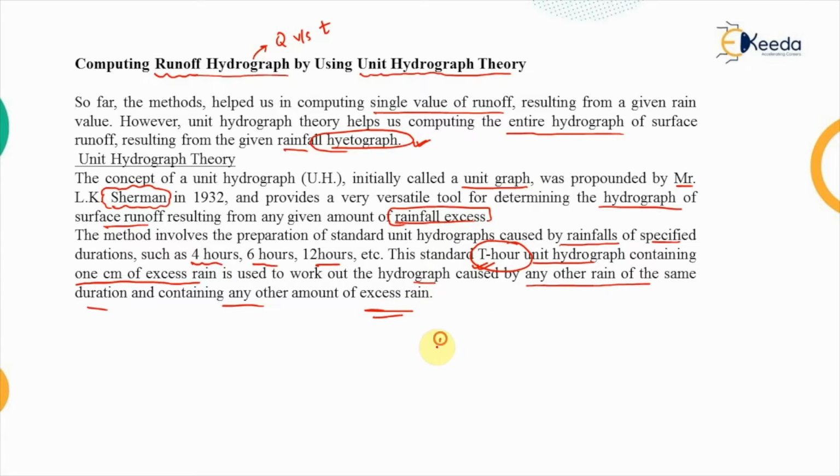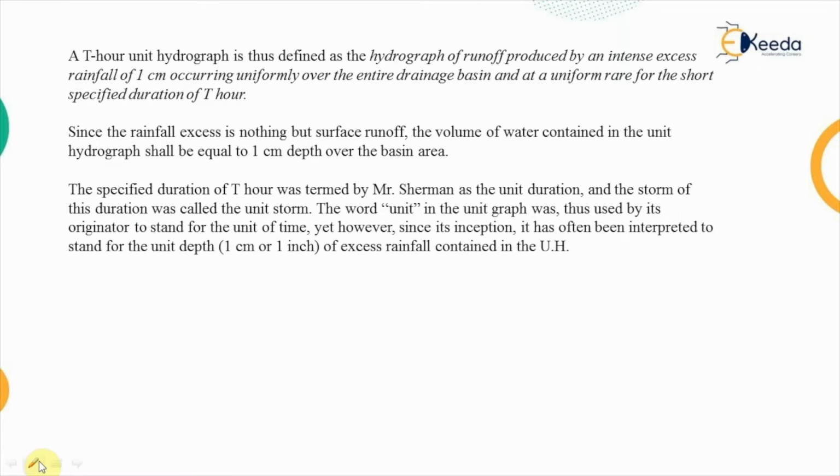So for example, if we have a 4-hour unit hydrograph and we want to work out the hydrograph by a rain that is also for 4 hours, but has 2 centimeter rainfall, we can predict that also by using the unit hydrograph. As the name itself suggests, the unit hydrograph is the hydrograph of the runoff which is produced by an intense excess rainfall of 1 centimeter.